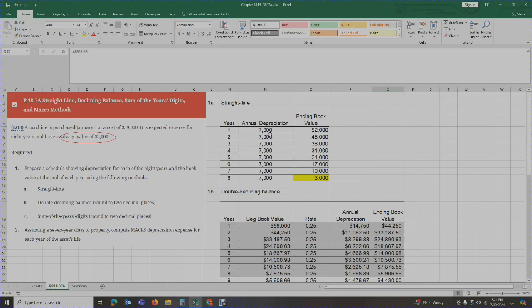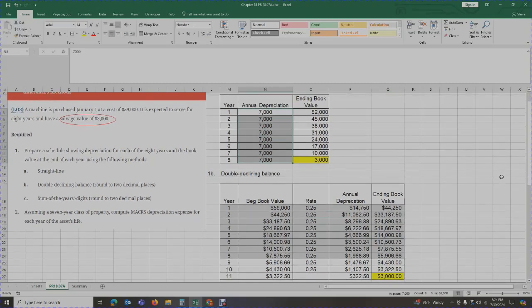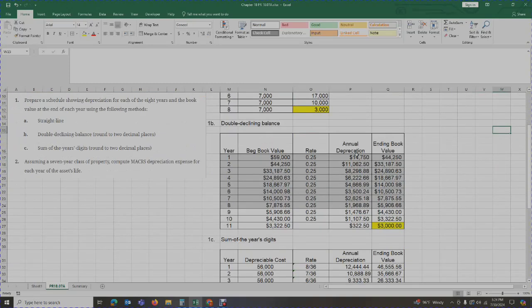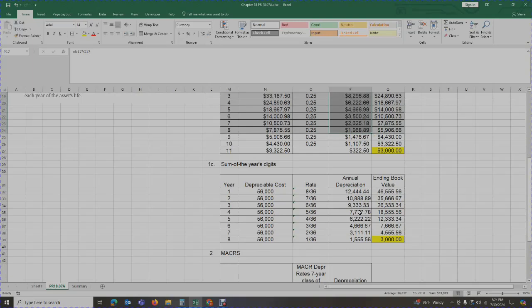For example, the straight line method, every year the depreciation will be 7,000. It will not change. Using the double declining balance, my depreciation is very aggressive at the beginning. We go from 14,000 all the way down to 1,968 for the 8th year. So our depreciation is very high the first couple of years, and then it starts dwindling down. For the sum of the year's digits, also aggressive at the beginning, and then it begins to dwindle down towards the end. But at the end of the day, depreciation will be the same. It's just how it's allocated over the years.